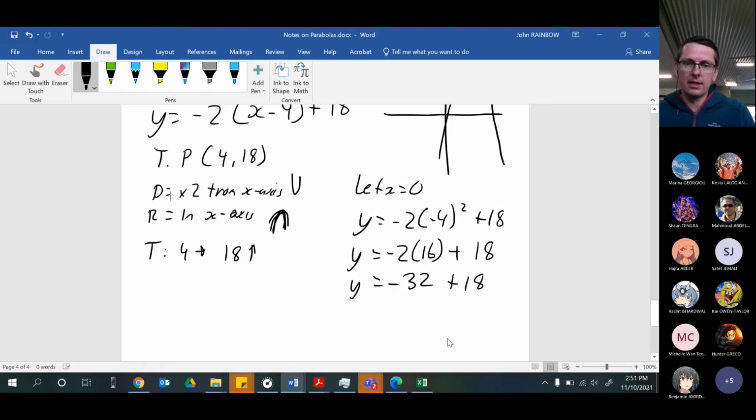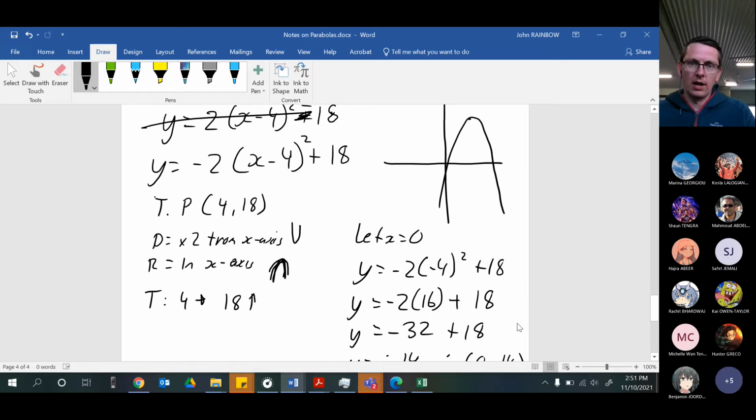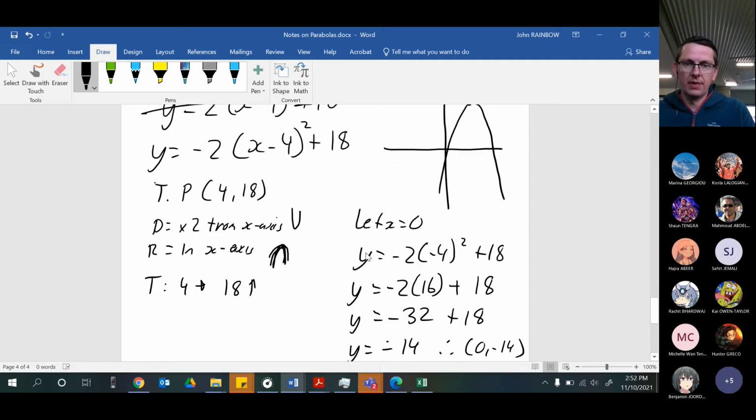-32 plus 18 is going to get me to, what are we looking at there? 14. Y equals -14. So therefore, 0, -14 would be where my y-intercept is. So that graph's way off because it should be intercepting like down there, because if that's the turning point at 4, 18, it should be there.